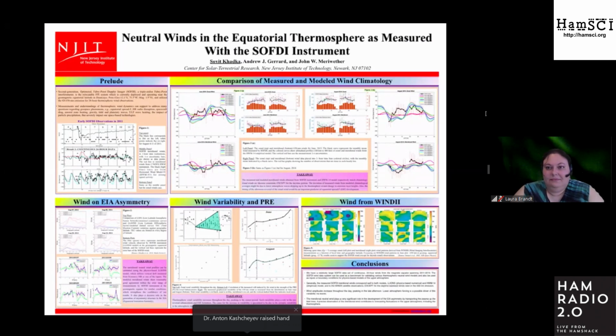Winds play a vital role in the distribution and dynamics of plasma in the ionosphere. So studies of neutral winds are very important for understanding ionospheric behavior and factors controlling the general circulation of the thermosphere, and also to validate and improve existing wind models. Here we present a comparison of measured and model thermospheric neutral wind climatology.